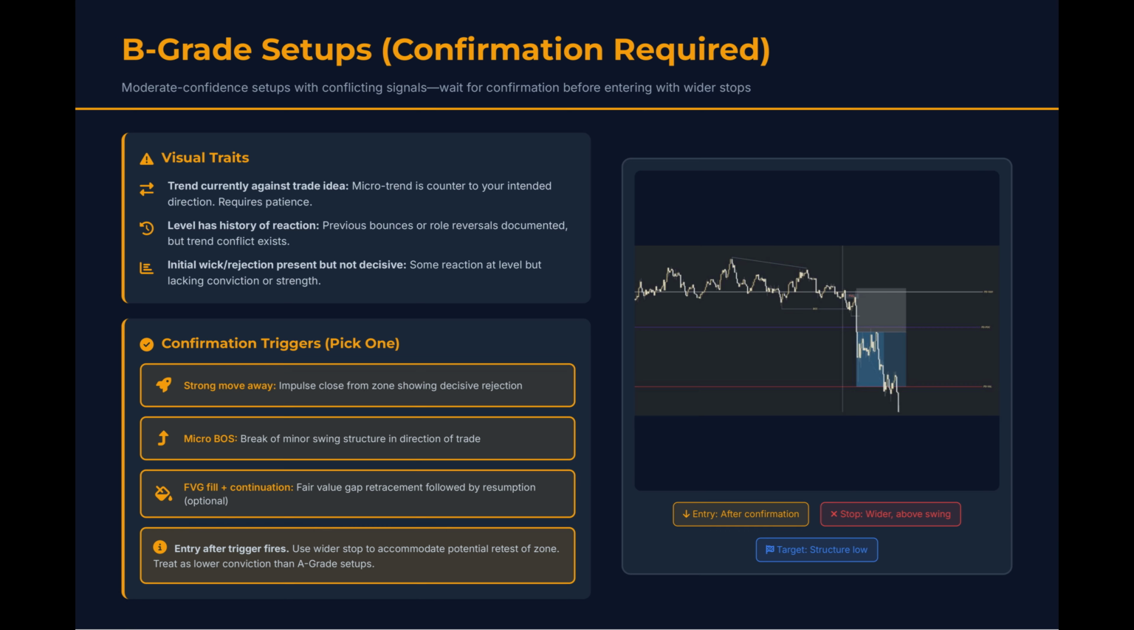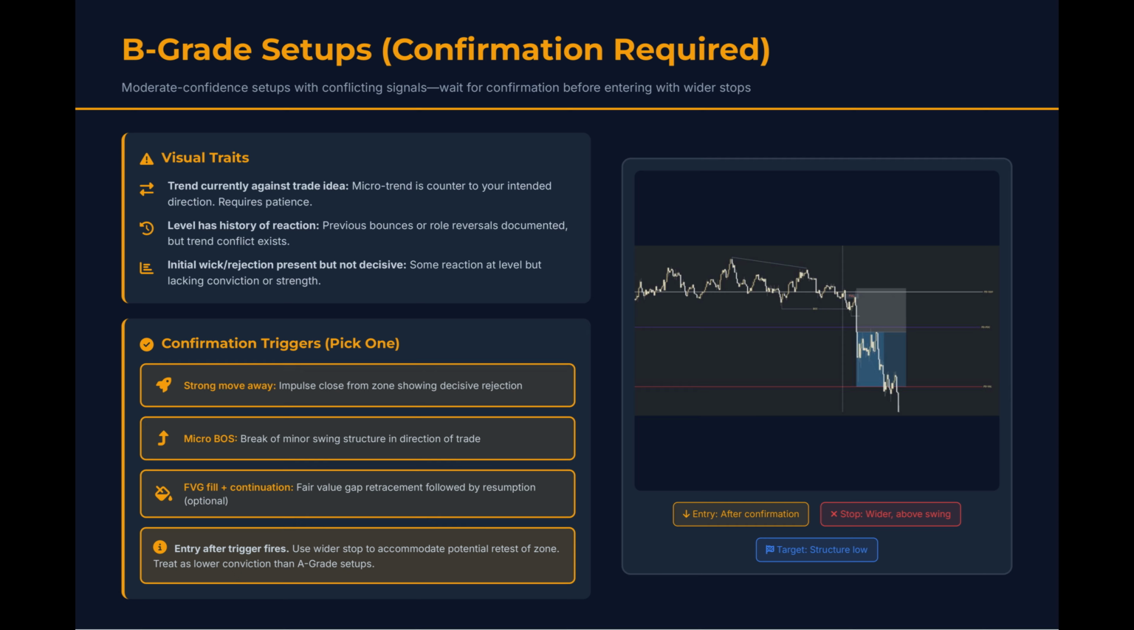And the third option, particularly useful for those of you who incorporate other methodologies, is waiting for a fair value gap fill plus continuation. After price moves away from the level, creating a gap in the candle structure, you wait for price to pull back into that gap and then continue in your direction. This provides additional confirmation that the move is legitimate.